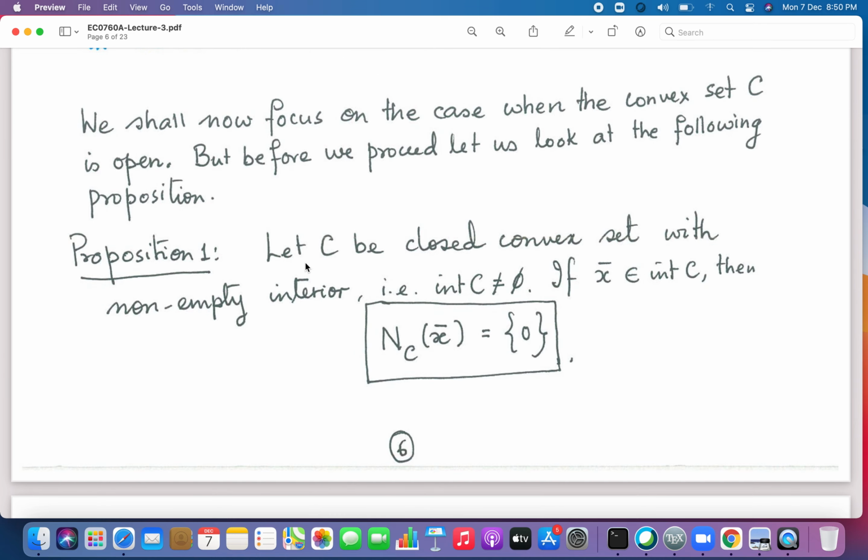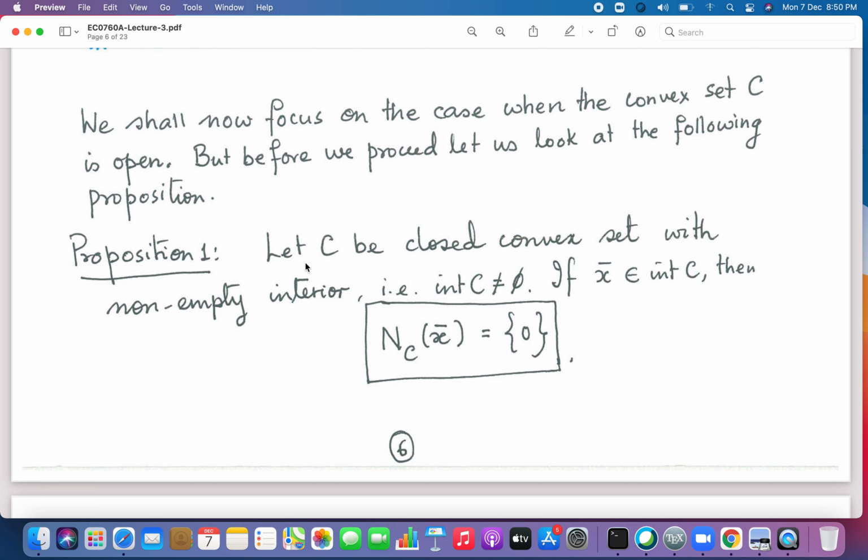Now, consider a closed convex set with a non-empty interior, and if x bar is in the interior, then the normal cone to C at that interior point x bar consists of nothing but the vector 0. If a point is outside a set, the normal means the difference between the vector x and its projection, x minus projection of x.